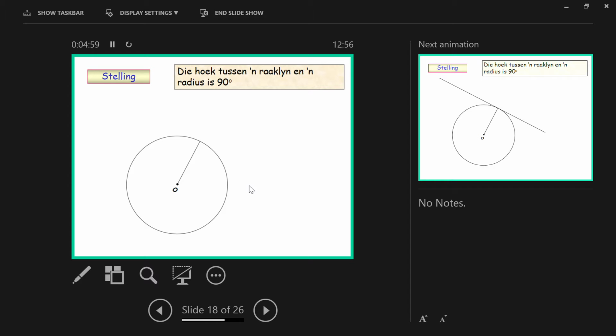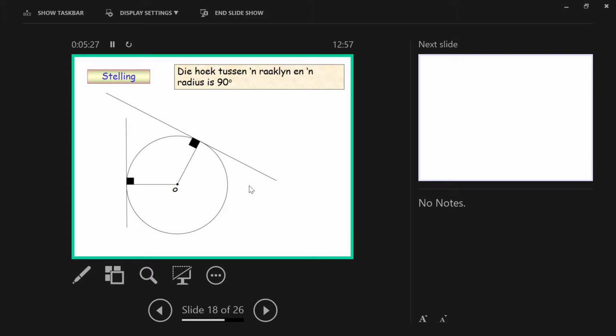Okay, daar's net gou weer. Die hoek tussen 'n raaklyn en 'n radius is 90 grade. Hier wys ek hom net vir jou 'n bietjie andersom. So daar's my raaklyn. So weer eens my 90 grade hoekie, né? Nee? Now, it could be that my tangent is over here. Now, if I draw a line from midpoint of the circle to that tangent, met ander woorde daardeur, dan gaan daai hoekie weer my 90 grade gee.